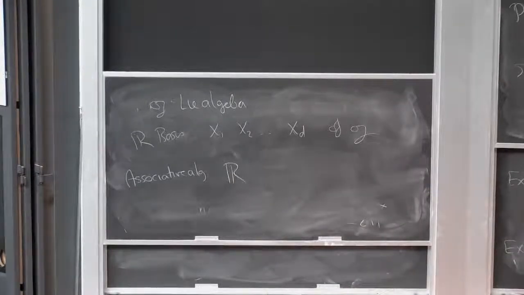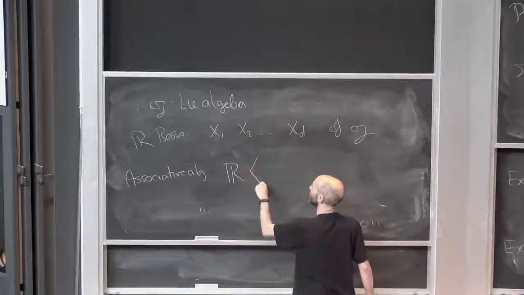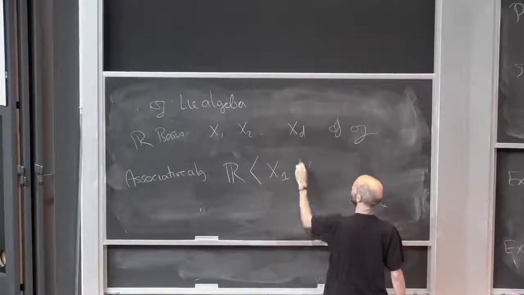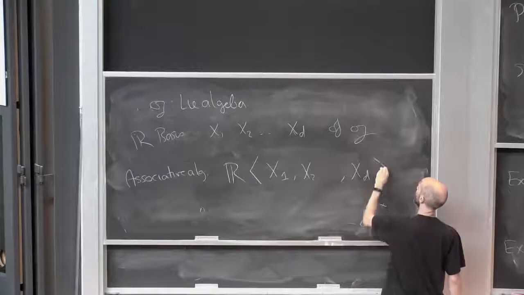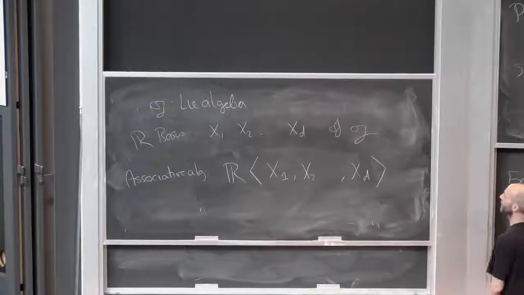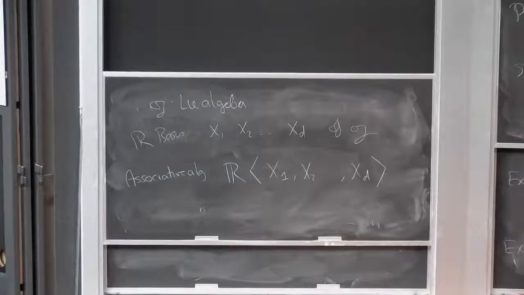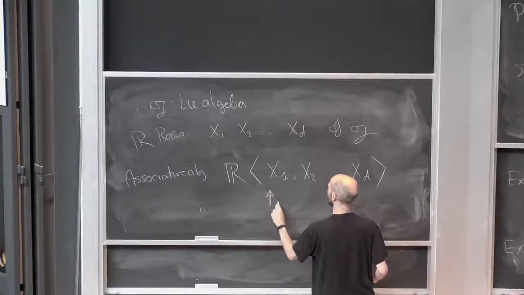And I want the associative algebra to have elements x1, x2, up to xd in it. But I don't want to take a polynomial ring, because in polynomial rings all the variables commute. If A box B is non-zero, that means that AB minus BA is supposed to be non-zero. So I mean a non-commuting polynomial algebra.